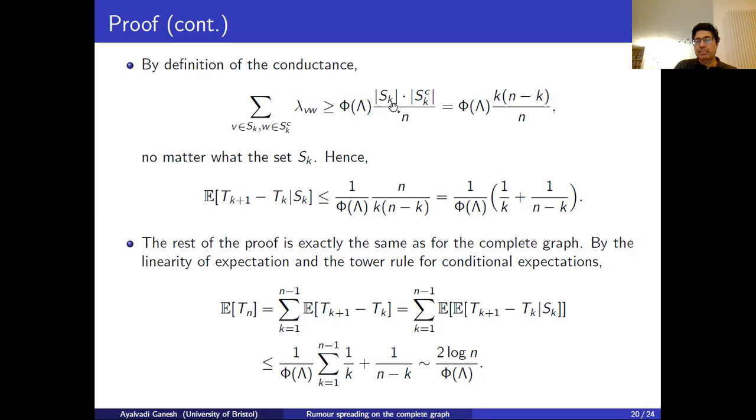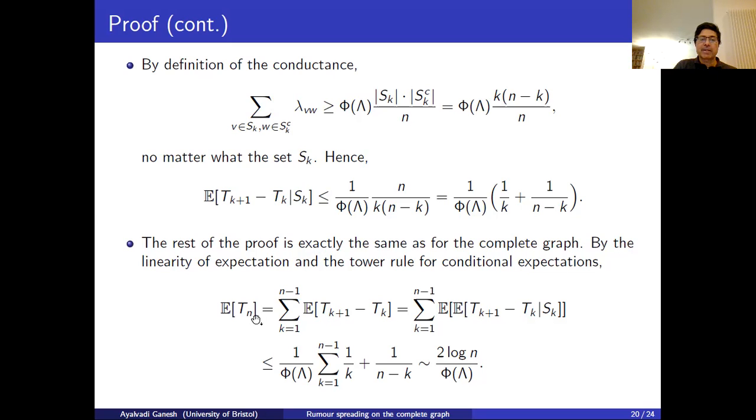And by definition of Tk, the cardinality of Sk is k. The cardinality of Sk complement is n minus k. And so this is what we get. And this doesn't depend on what the set Sk is. And so the conditional expectation of this time is bounded above by the reciprocal of this quantity. And taking partial fraction expansions, this gives us 1 over the conductance times the same expression, 1 over k plus 1 over n minus k as before. Okay, and the rest of the proof is much the same.